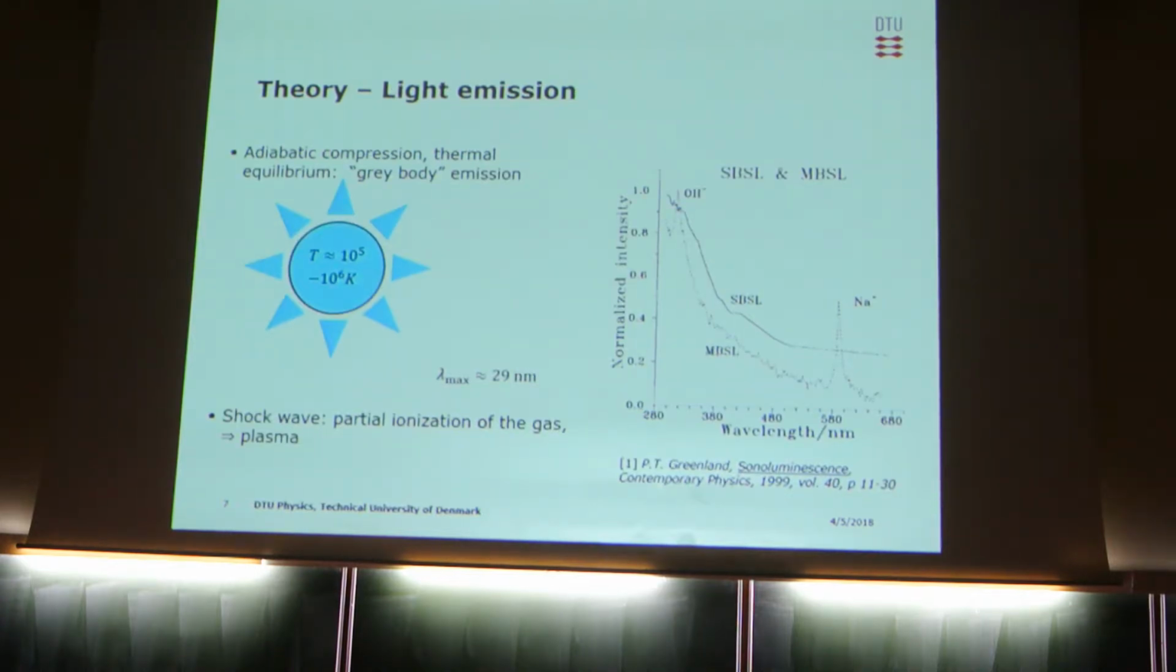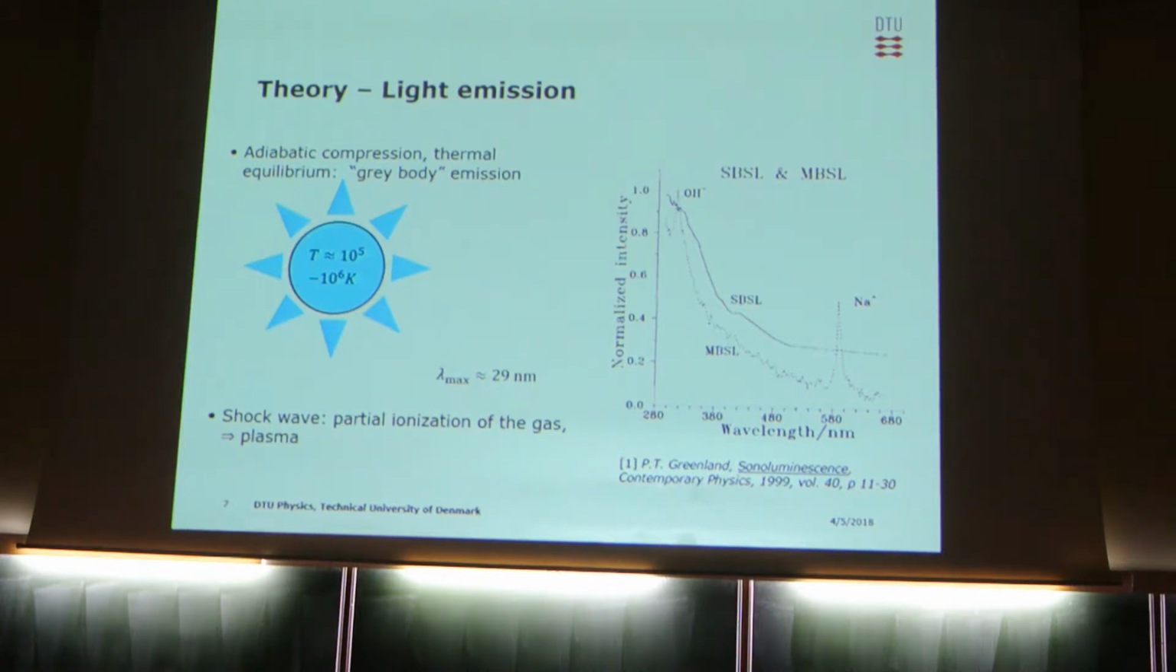The next question is: for high pressure you have light, but how is this light emitted? There are several theories for that, and I will list the two main theories. The first theory is that you have an adiabatic compression, some thermal equilibrium, and because of this very high pressure, the bubble will behave like a black body. Since it's not a perfect black body, it will be what we call a gray body, and this gray body will emit light which depends on its temperature.